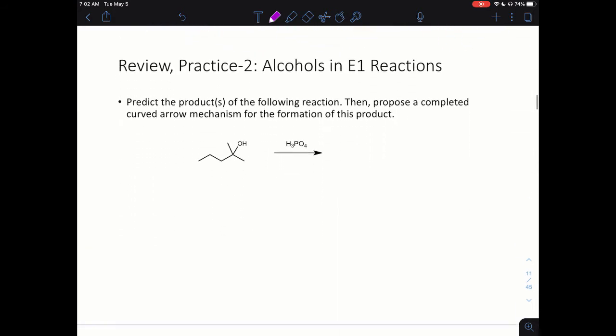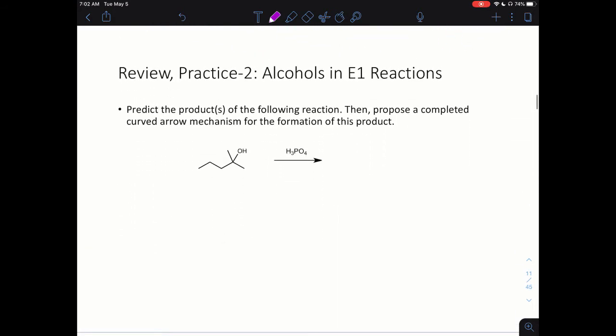Okay, we're going to do it again, friends. So consider treating the same tertiary alcohol, this time with phosphoric acid.